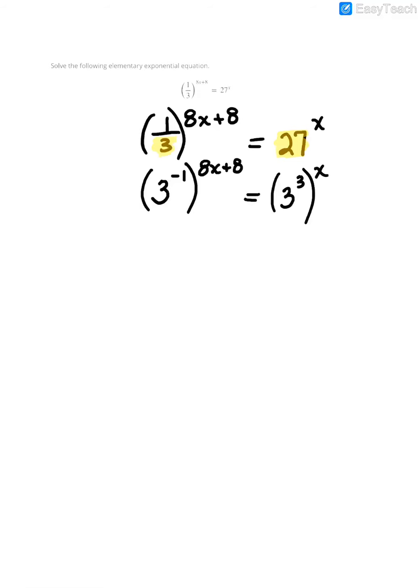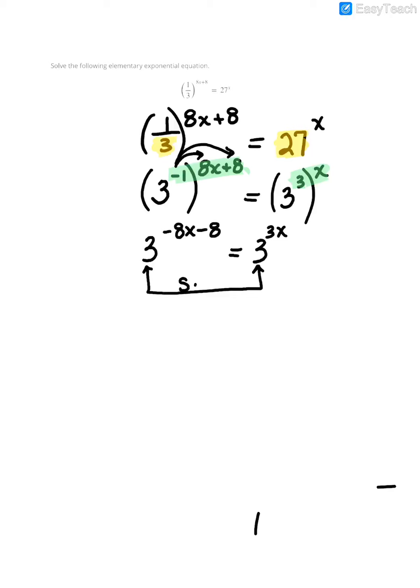Okay, so now remember that when we have powers raised to other powers, we will multiply in order to simplify those. So on the first one, when I multiply by -1, I get a power of -8x. And then also, -1 times 8 would be -8. On the right-hand side, when I multiply, I have my base of 3, and it's raised to the power of 3x. So at this point, I have reached my goal. I have the same base on both sides.